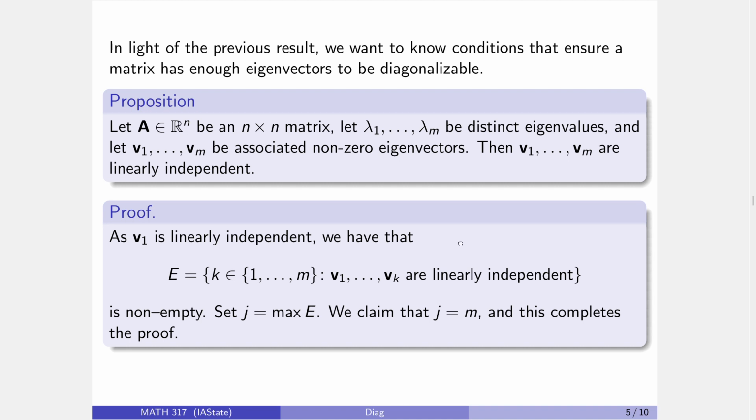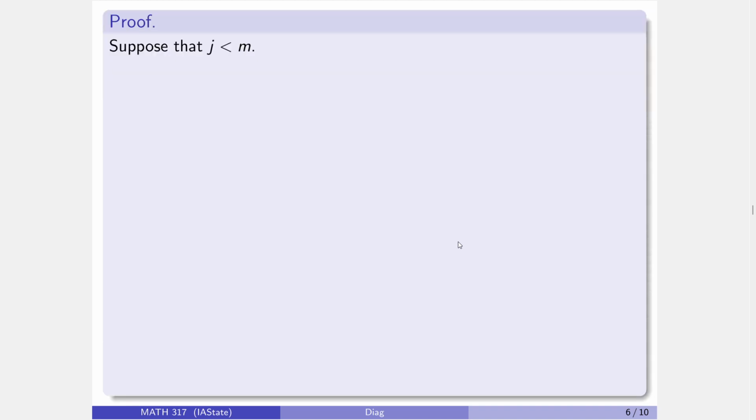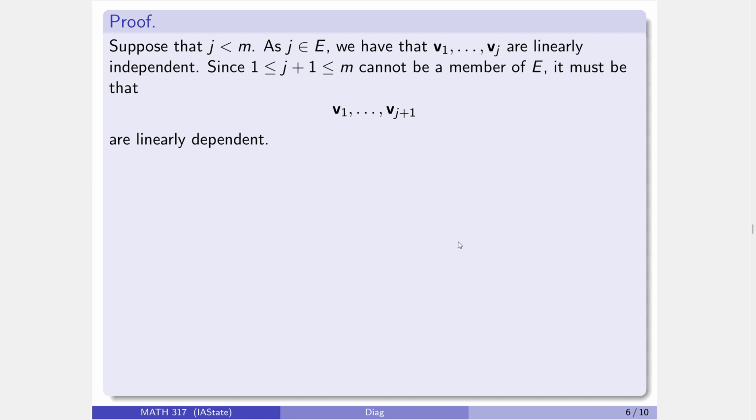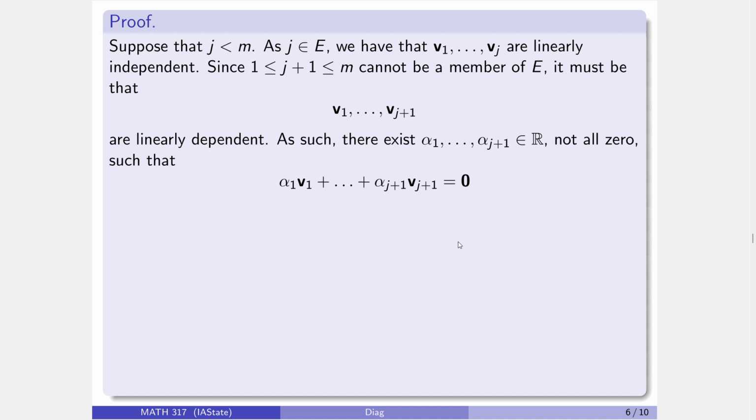Alright, so let's suppose for contradiction that j is strictly less than m. So I have that v1 to vj are a linearly independent set of vectors. However, once I get to j plus 1, I lose linear independence, and so those become linearly dependent. I'm going to prove this cannot happen. Since they are not linearly independent, there are scalars I can find that when I scale and add them up, I get 0, and some of the scalars need to be non-zero.